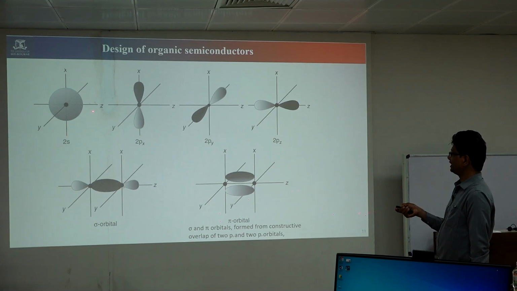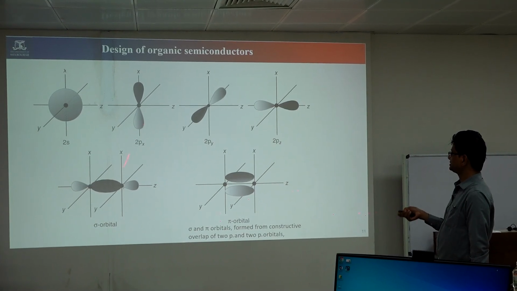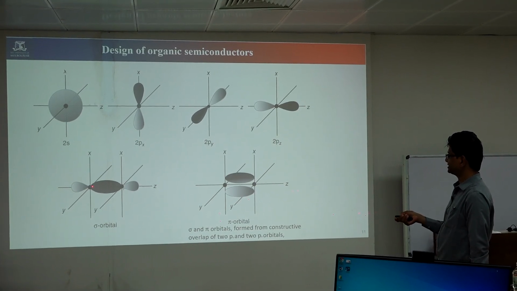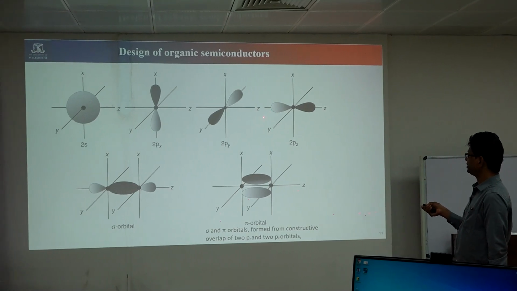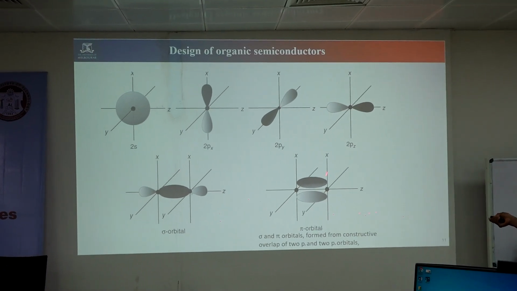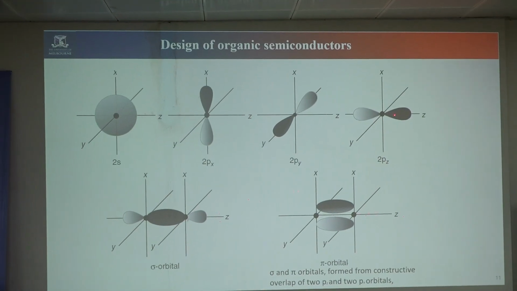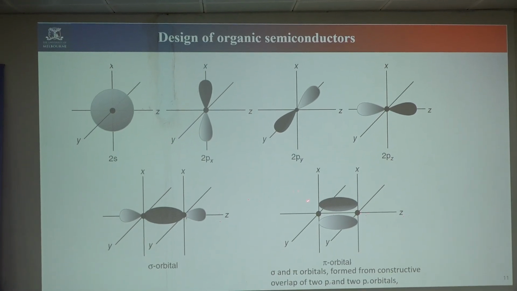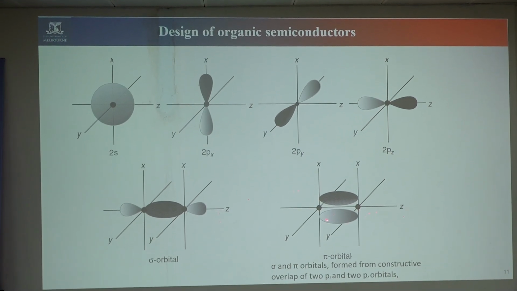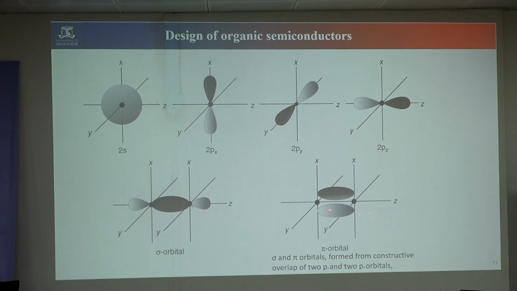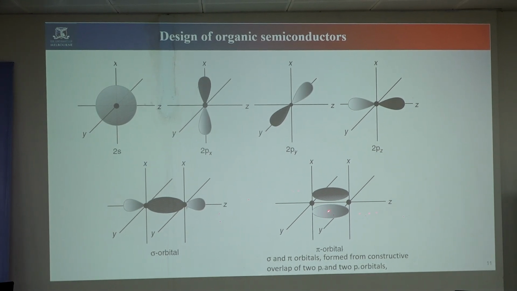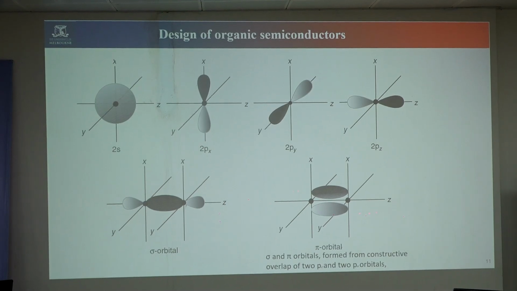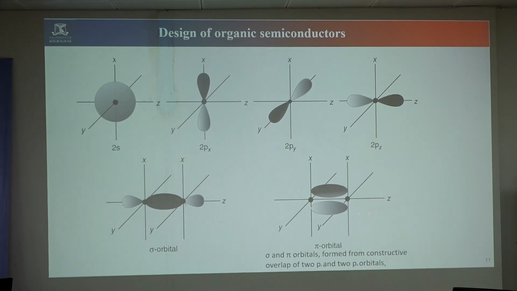When you have sp2 hybridization, the px orbital hybridizes along the x-axis and forms a sigma bond. The remaining unhybridized p orbital has no sigma bonding, but it will interact and form a pi bond. This interaction between pi bonds is what makes the electrons delocalize, and that makes the conductivity.